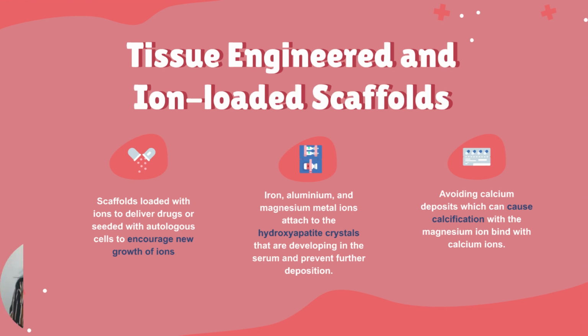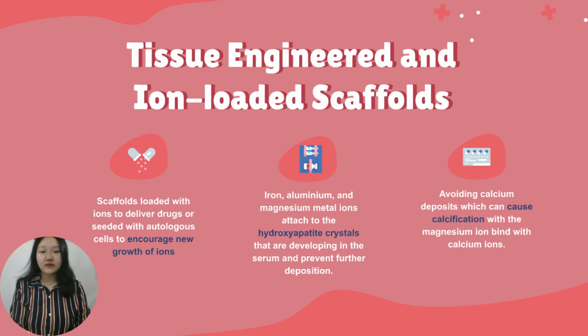The other approach is tissue engineering and ion-loaded scaffolds. Firstly, scaffolds loaded with ions to deliver drugs or seeded with autologous cells to encourage new growth. Metals like iron, aluminum, and magnesium attach to the hydroxyapatite crystals that are developing in the serum and prevent further deposition. So it can avoid calcium deposition, which can cause calcification, with the magnesium ion competing with the calcium ion.